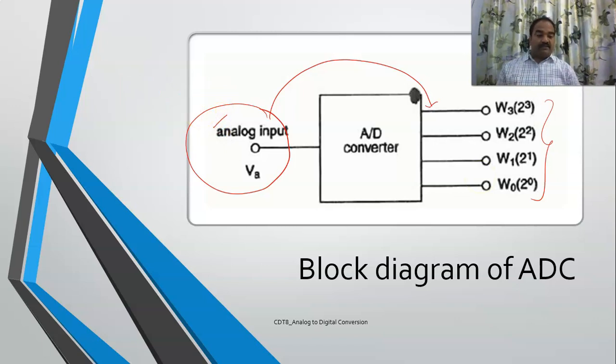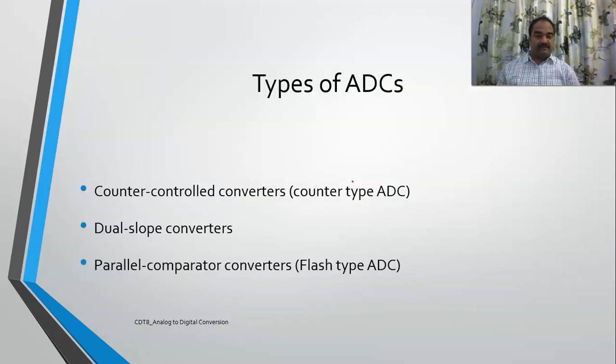The device which is generally used is called an A to D converter. In short, we will call it ADC, analog to digital converter. In practice, we employ different types of ADCs. The first one is the counter controlled converter, normally called the counter type ADC. The second one is the dual slope converter, and the final one is the parallel comparator converter. In other words, it is called a flash type of ADC. These three are the widely used ADCs in our digital VLSI.